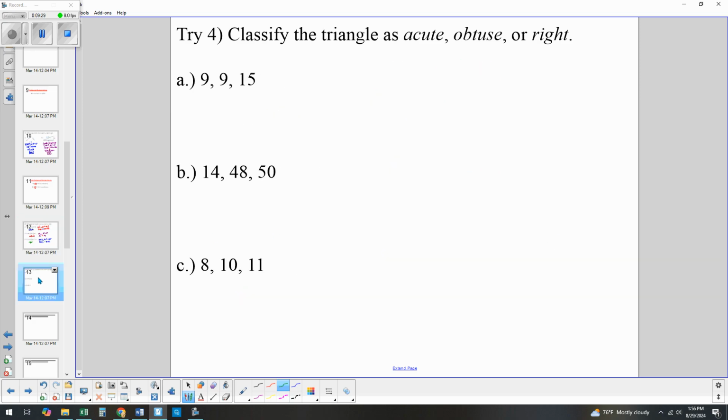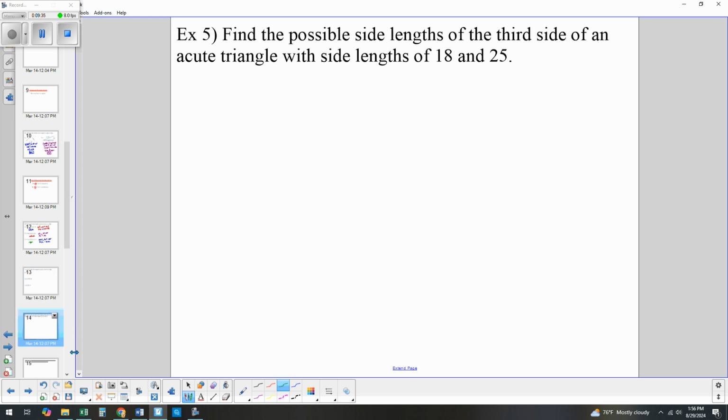So if you'd like to pause and try these problems, the answers are posted online. All right, and now for some honors only questions.